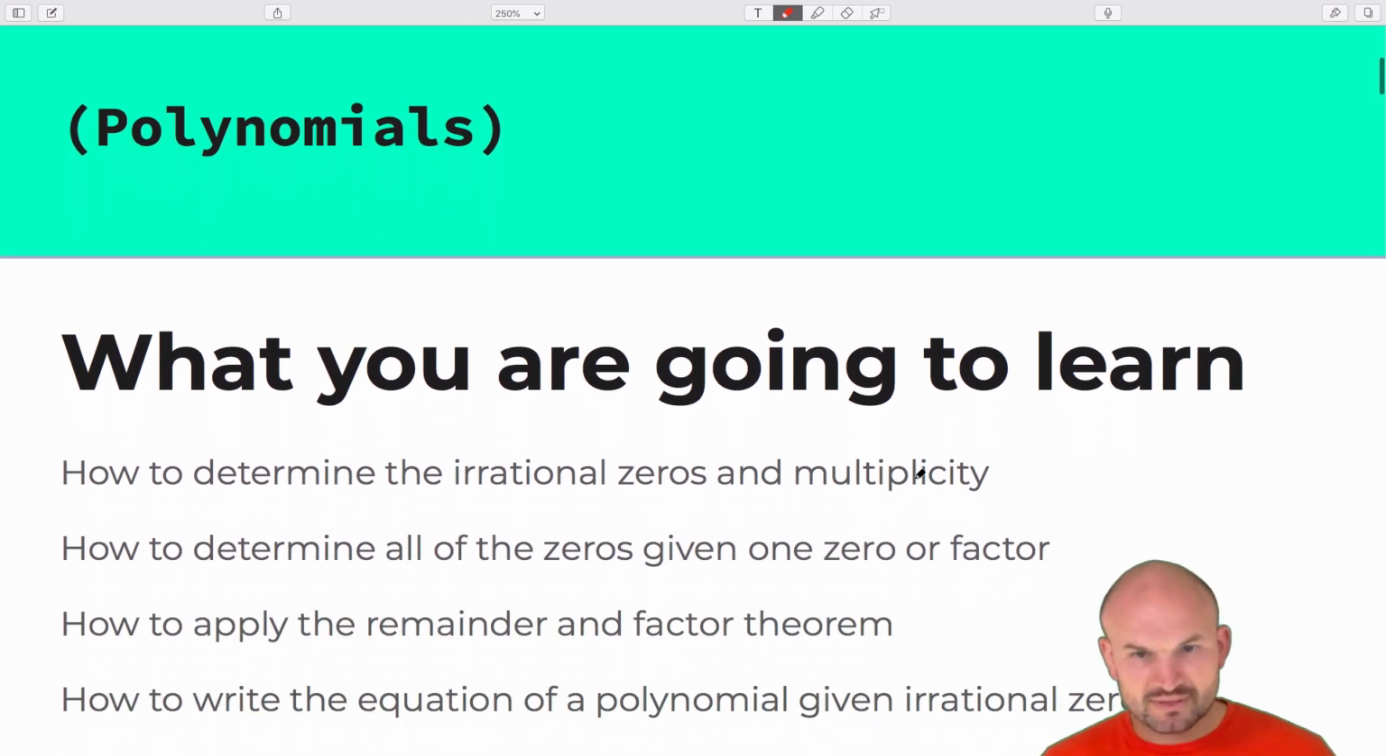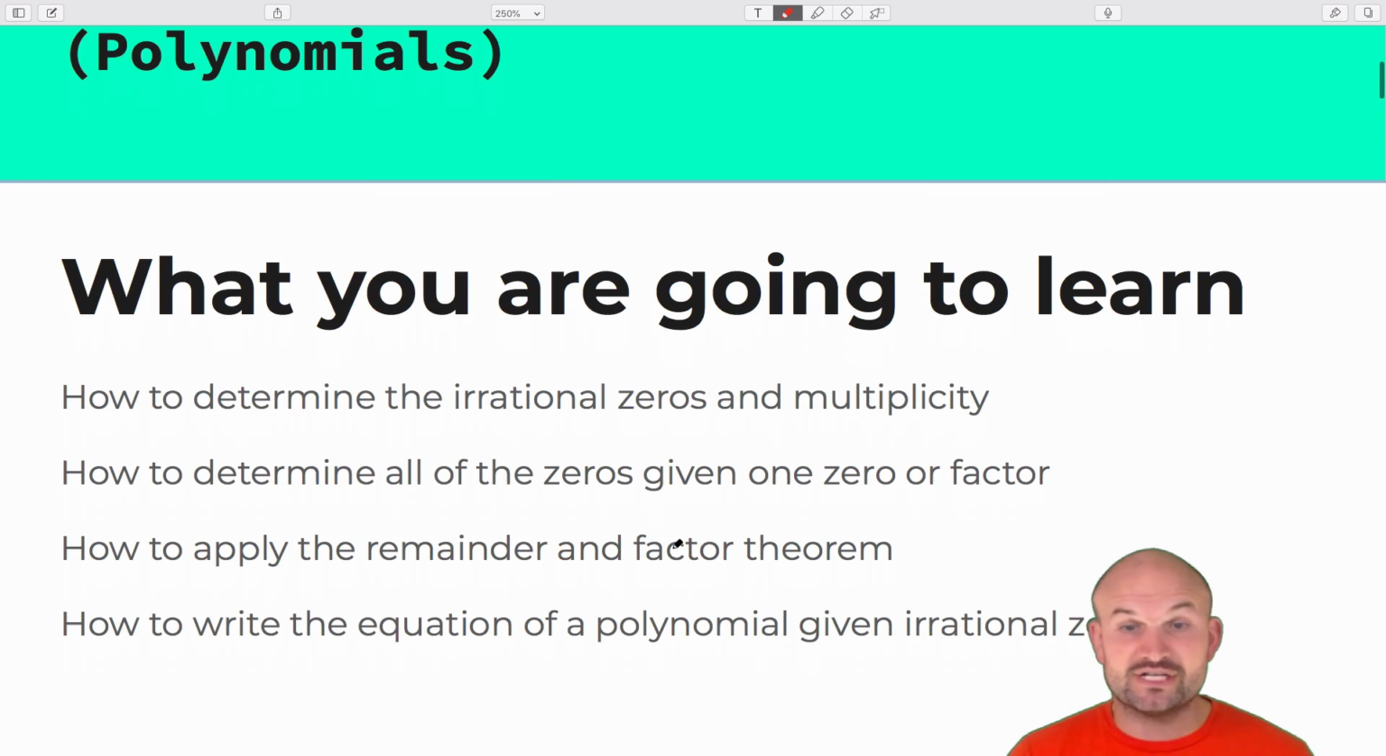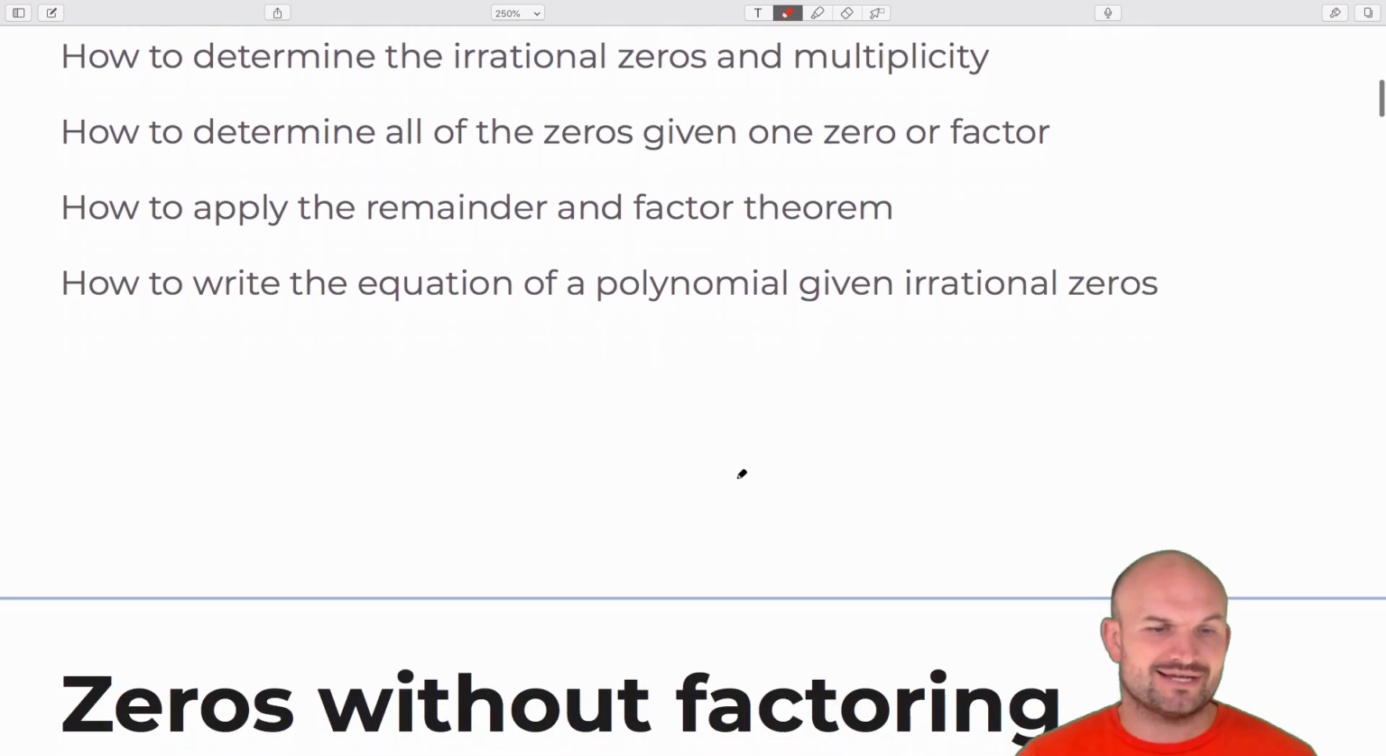So basically, what we're going to talk about in this lesson is learning how to determine the irrational zeros and multiplicity. We're going to determine all the zeros given a factor or a zero. We're going to learn how to apply the remainder theorem as well as the factor theorem. And then we're going to learn how to write the equation of a polynomial given irrational zeros.